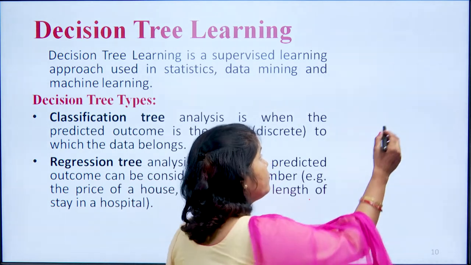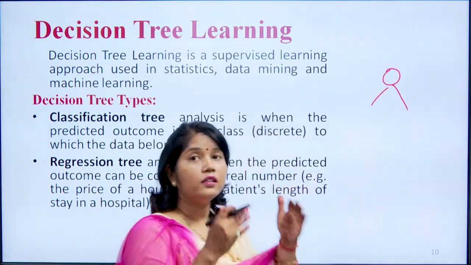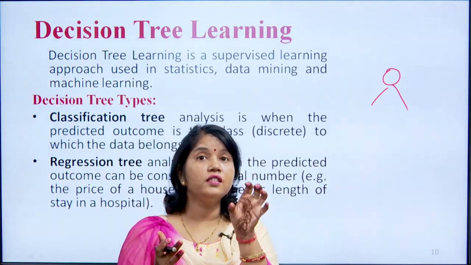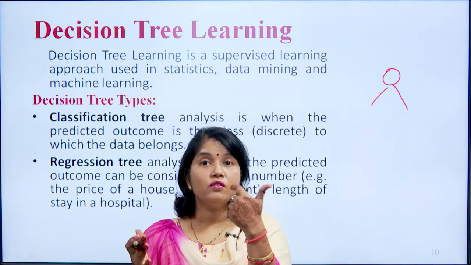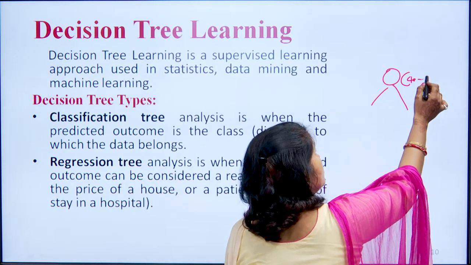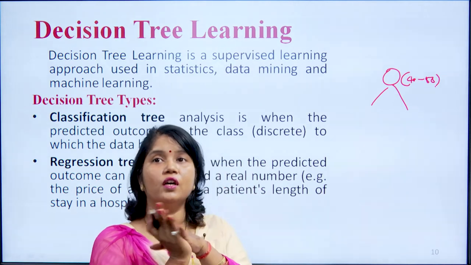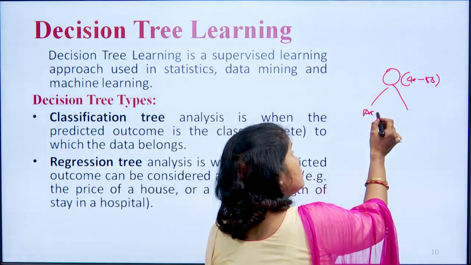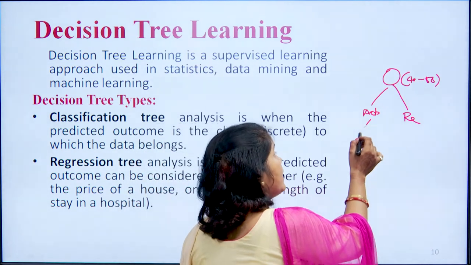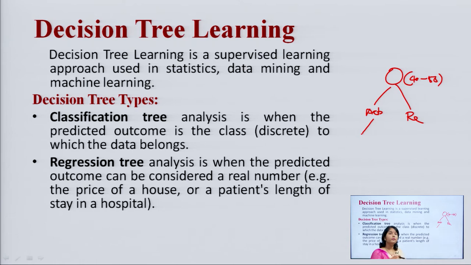So if the things are in a tree manner, then it is very easy to decide whether I have to perform the task or not. Decision tree learning means that on the basis of the tree structure, you are able to take the decision. Suppose your salary is in between 40 to 50,000, then you can accept or reject the bond. I will accept it if it is near to my home, and if it is not near my home, then I will reject it, I will discard it, isn't it?